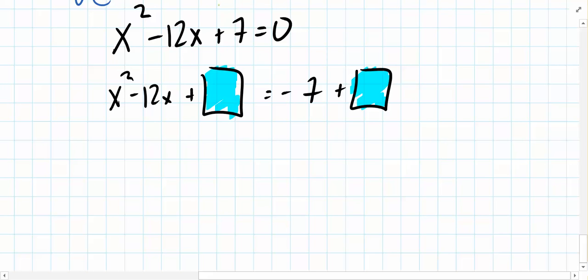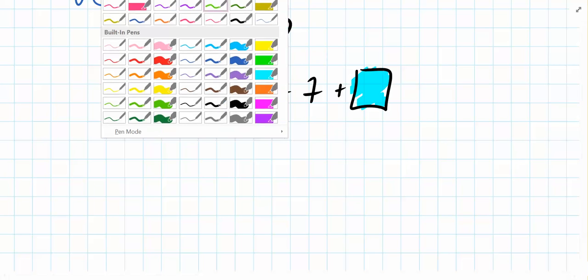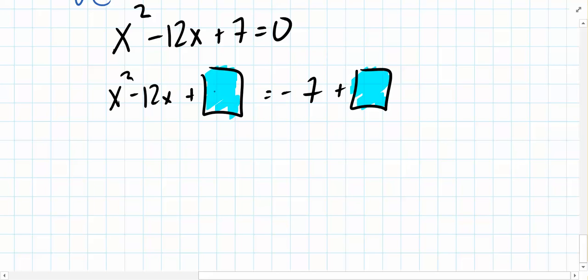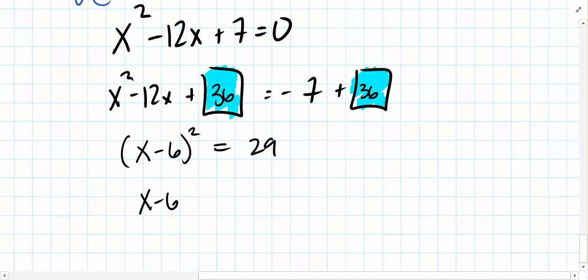What would it be? Okay, so you have to put negative 12/2 squared, so you get 36. 36 goes here and there. Yes, very good. Then you can factor that to a perfect square, so it's x minus 6 squared equals 29. Good. Then what? Take the square root of both sides, and then x minus 6 equals plus or minus rad 29. And x equals 6 plus or minus rad 29. Yes. Who got 6 plus or minus square root of 29? Let the record show that everybody's hand is up in the room.